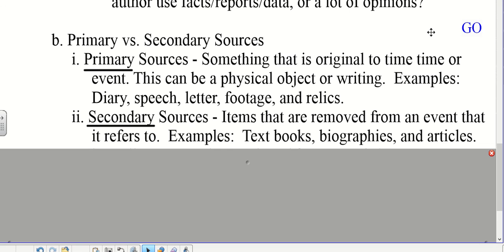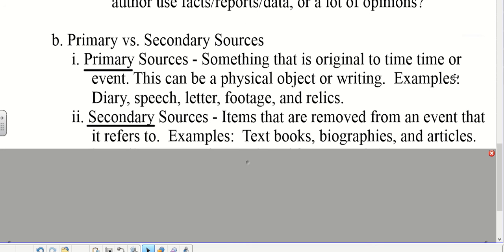A source is secondary if something is removed from an event. So our textbook talks about JFK's assassination. The author of our textbook, as far as I know, was not there. They are removed from it. They're saying back in 1963 this happened. If you have something from 1963, that's primary. If your grandparents happen to be there, they themselves would be a primary source of the event. Anything that you read in a book about JFK's assassination, that's probably a secondary source, although they might have some primary sources in there.